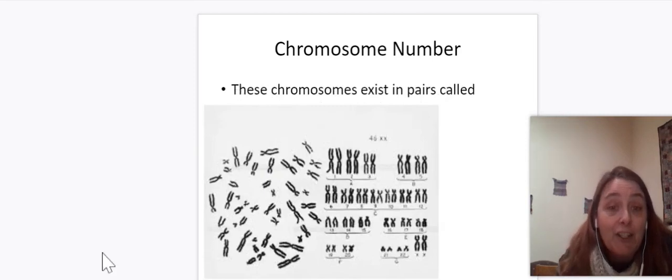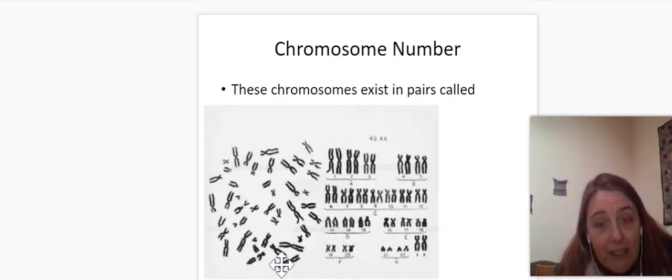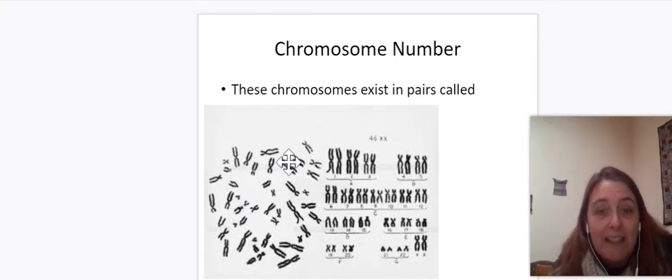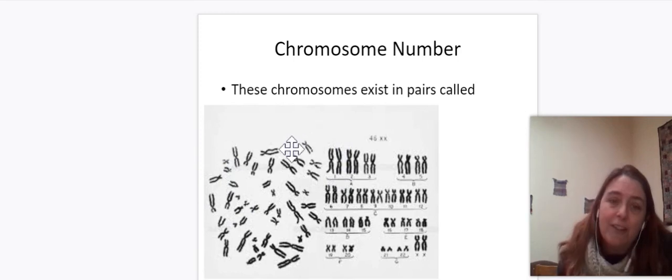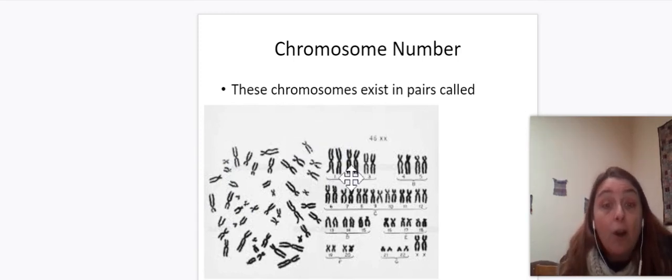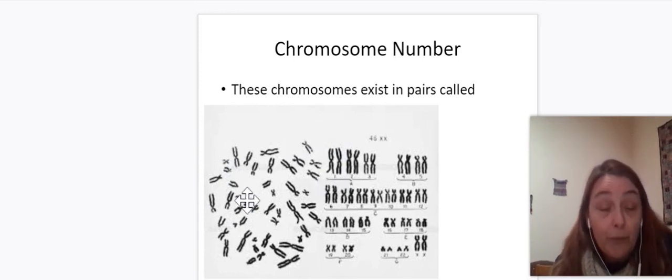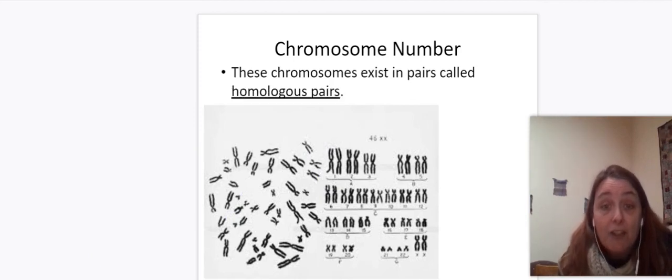Now, they actually exist in pairs. That is, if we took all the chromosomes in a human cell and we looked at them very carefully, we would find that there's actually two of the same kind of chromosome. That is, this long one has an exact mate that is very similar to it. It's the same length. It has genes for the same traits. They're not identical to each other, but they are similar to each other. And the word for similar is homologous. So they exist in homologous pairs.